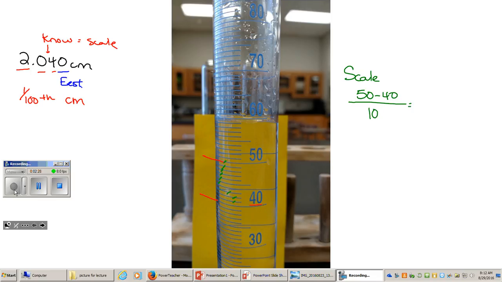So if I take 50 minus 40, that gives me 10. Divided by 10 gives me the scale of this tool, which is 1 unit. This is a graduated cylinder, and it's measuring in milliliters. So when we make a measurement using this, the known digit is the ones place. The estimated digit is the 1/10th place. So any measurement that's made with this tool must have a 1/10th place recorded.